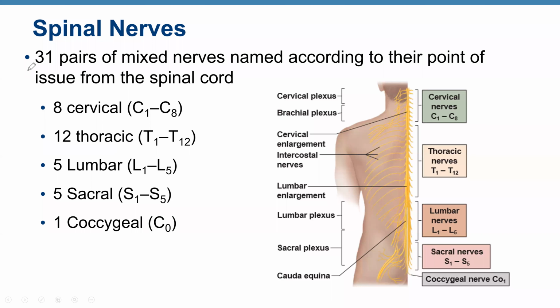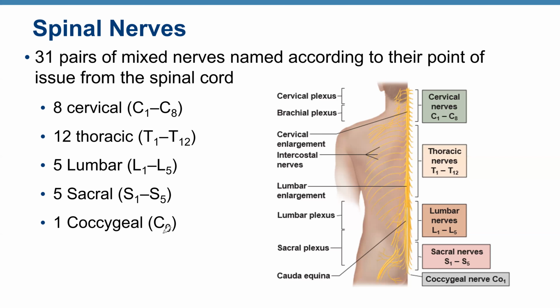So we have 31 pairs of mixed nerves named according to their point of issue from the spinal cord. So we have 8 cervical, and we name them C1, C2, and so on. So total, we have 8 cervical. Even though we have 7 cervical vertebrae, we have 8 cervical nerves. 12 thoracic, T1 through T12, 5 lumbar, L1 through L5, 5 sacral, S1 through S5, and 1 coccygeal, Co.